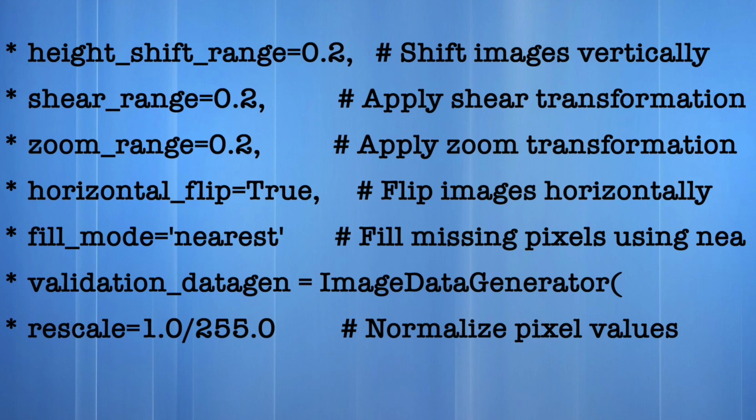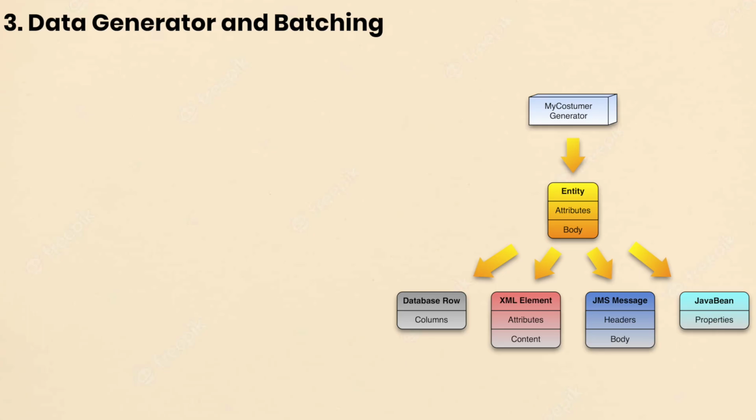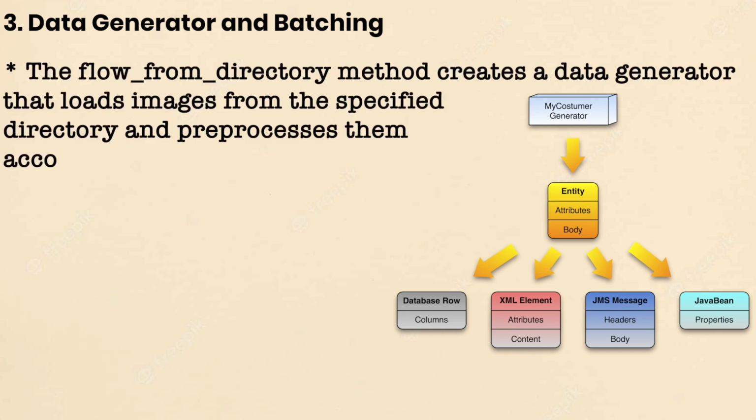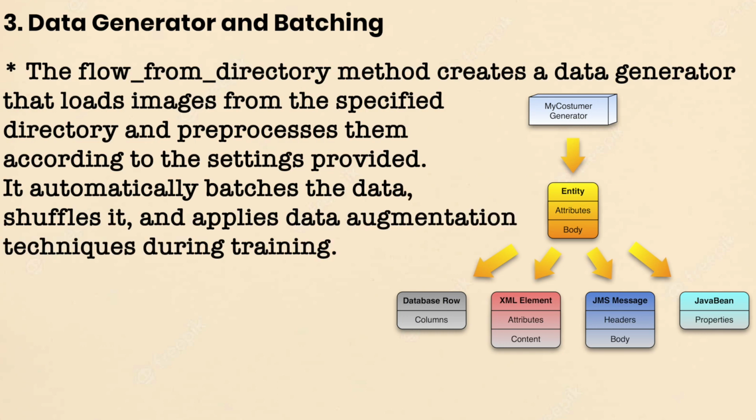Next is normalize pixel data, generator and batching. The flow_from_directory method creates a data generator that loads images from the specified directory and pre-processes them according to the settings provided. It automatically batches the data, shuffles it, and applies data augmentation techniques during training.